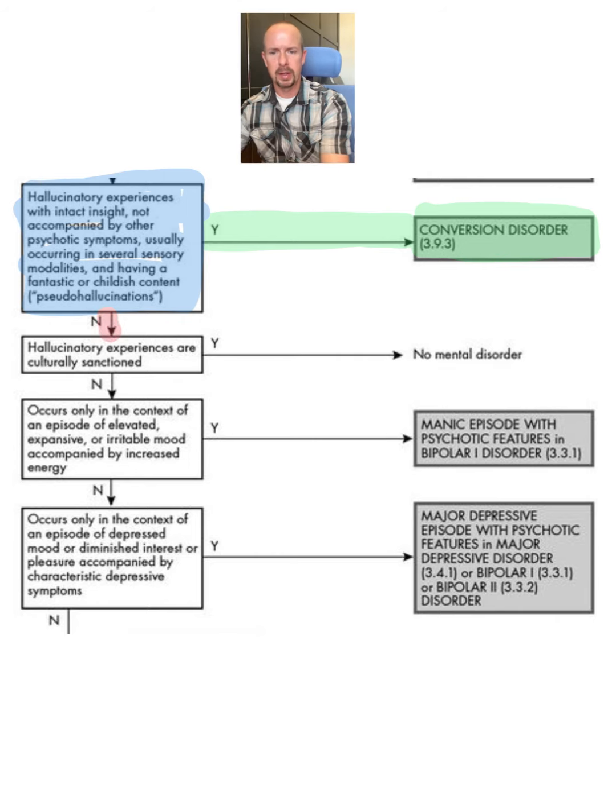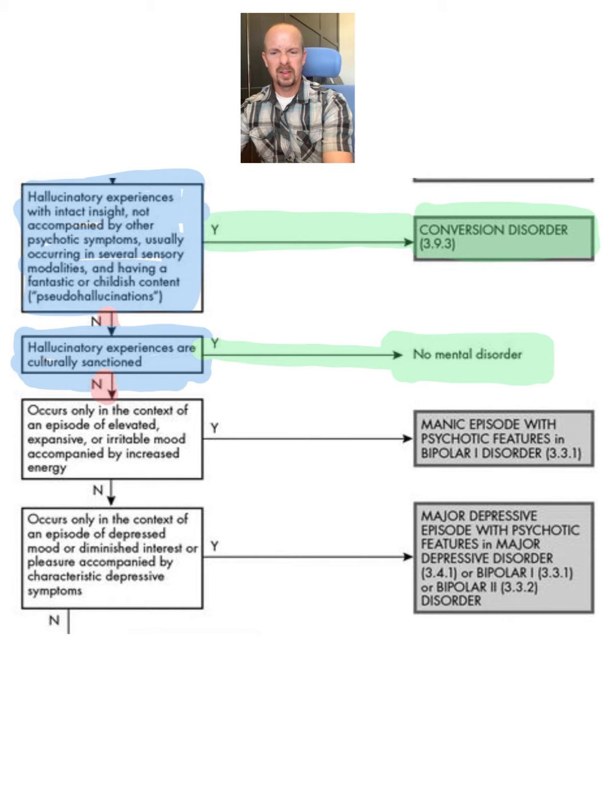Let's say that we move down here to where their hallucination experiences are culturally sanctioned. So let's say they're in the midst of either some sort of religious experience or some sort of culture in which these types of interactions, hallucinations, or visions are part of culturally sanctioned behavior. If the answer is yes to this, the DSM lets us know that that's not considered a mental health disorder, if it's culturally sanctioned, if that's part of what the culture considers expected or typical.